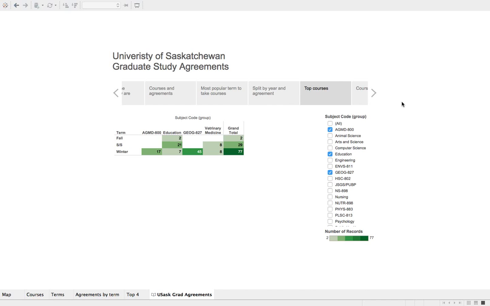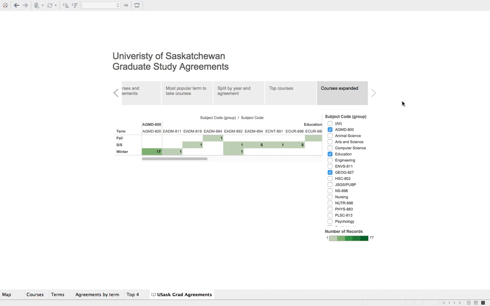It's very easy to see why winter is the most popular term, as the Agricultural Medicine 800 course and the Geography 827 course brought in a large number of students. And in the spring summer, you can see in here that education is bringing in a lot of students. I wanted to make this chart very user friendly so that the user could find as much or as little information as they wanted.